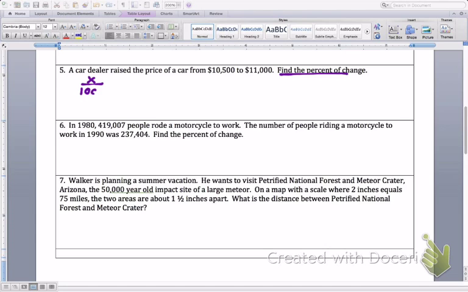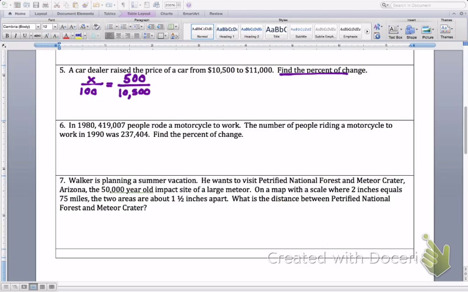X over 100. Now, if we remember, percent of change is always the difference over the original. So 10,500 is the original price. And it's always the difference between the two. So 10,500 to 11,000, that difference is 500. So you put the change over the original.